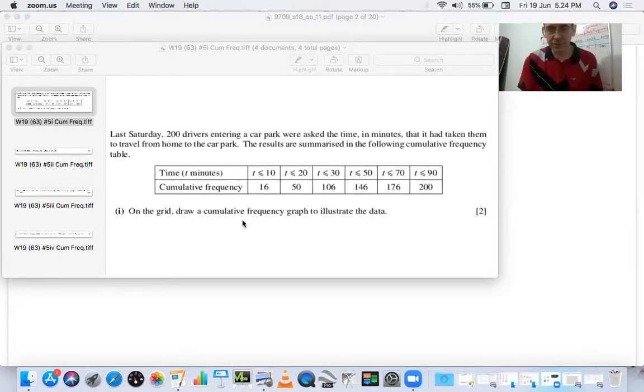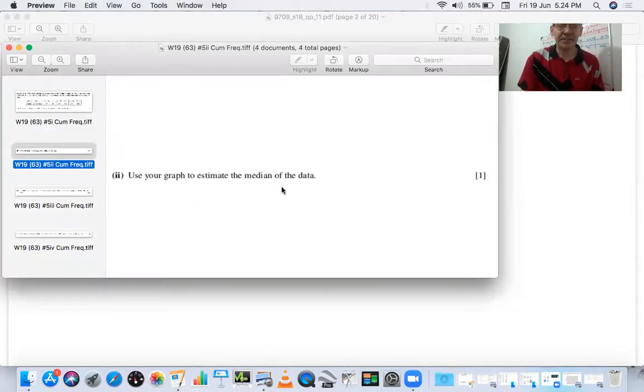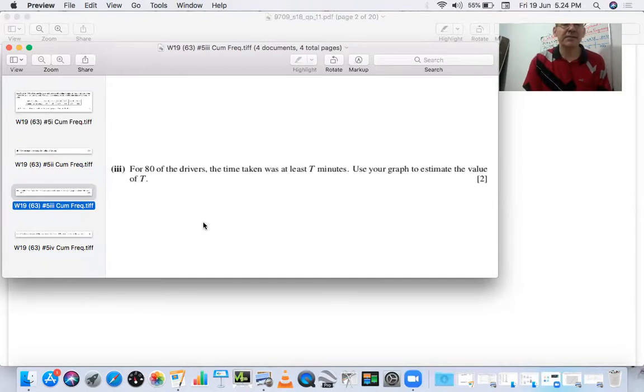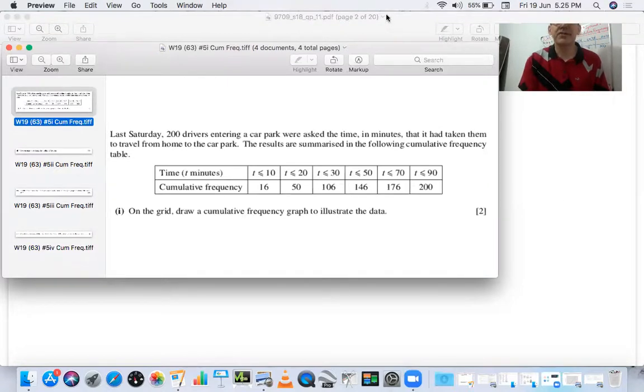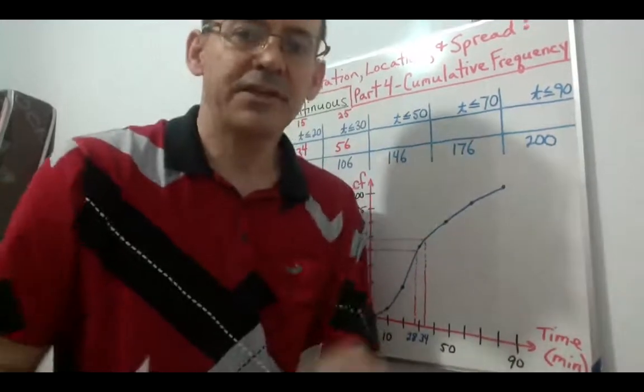And they want us to do several things. So I'm just going to go through the questions first because I already have most of it on the board prepared to save a little time. So they want a cumulative frequency graph. We'll do that. They want to estimate the median, the middle, from our graph that we make. And they want to find the time taken of 80 drivers that was at least t minutes, and find the value of t. And also they want us to calculate an estimate of the mean. So they want us to predict the mean time, and we'll talk about that one as well for the 200 drivers. Okay, so like I said, I have this on the board. So let me stop sharing right now and let's go to the board and see what we have.